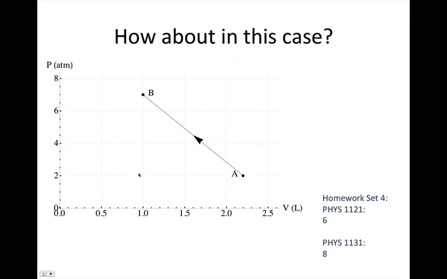Now we're asked about the case where we're going from A to B, which is exactly the same as the previous case, except that the arrow is in the opposite direction. So in this case, the gas is undergoing a compression. The numbers involved in the calculations are all going to be the same. The only difference is that negative sign. So the answer to this case is 550 joules of work is done on the gas. We have to actually do work on it to compress it.